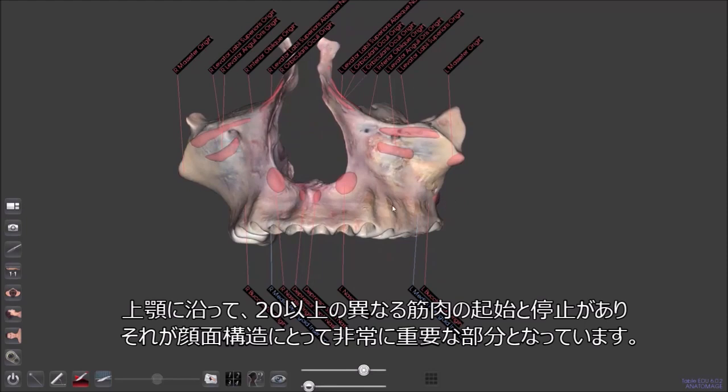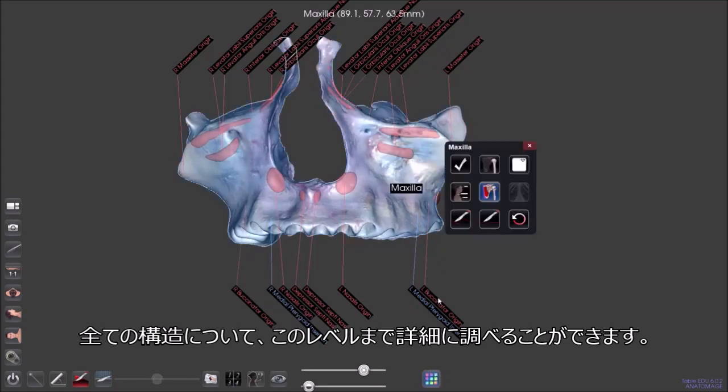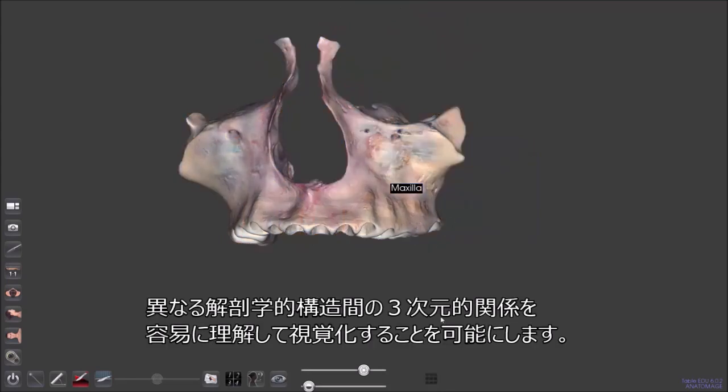We can examine this level of detail for every structure in every cadaver in the table. The table ultimately allows for students to easily understand and visualize 3D relationships between different anatomical systems.